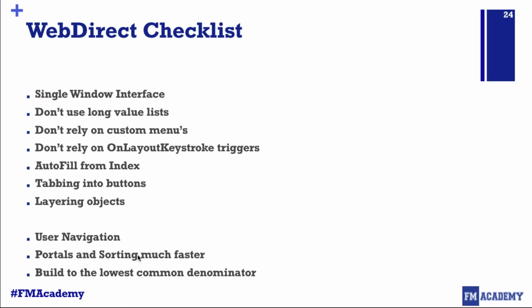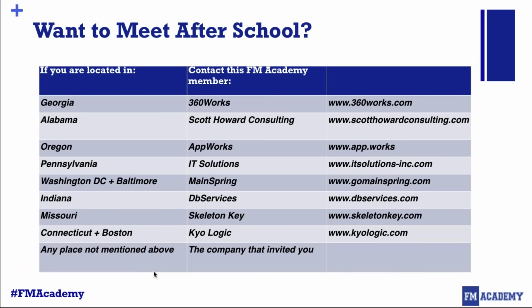On the positive side, your portals and sorting tend to be much faster in WebDirect because there's less communication between the client and the server, because it's all in WebDirect, it's happening between the server and the web server. And whenever you're building either your WebDirect or your FileMaker client solutions, always build to the lowest common denominator, the smallest screen, the slowest computer, that kind of thing. And that's the whole ball of wax, kids.